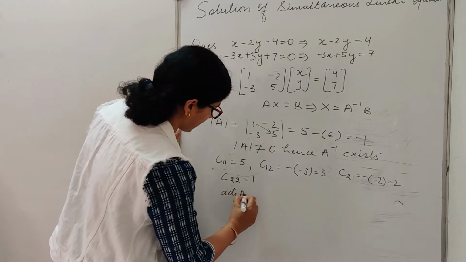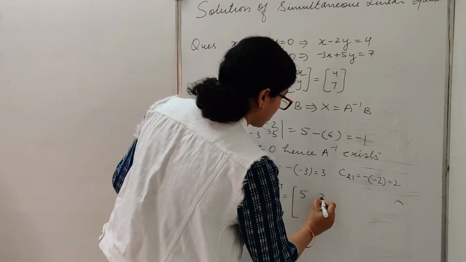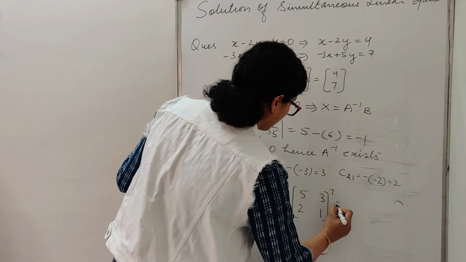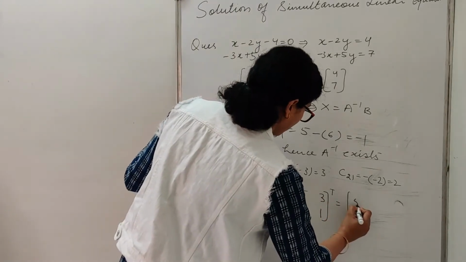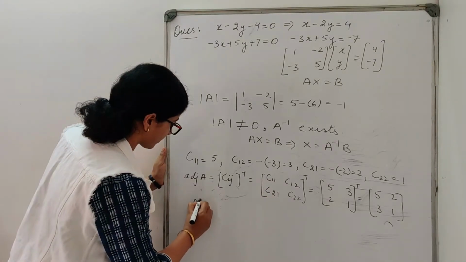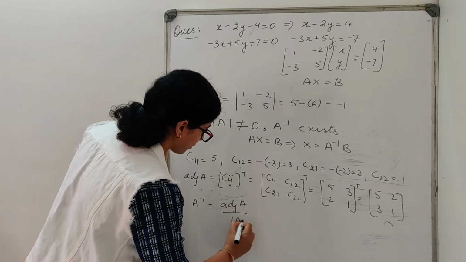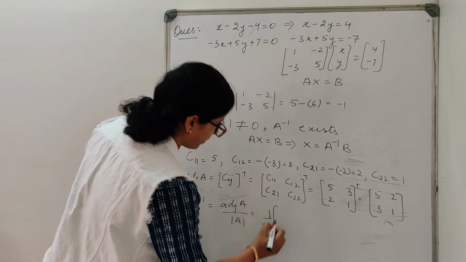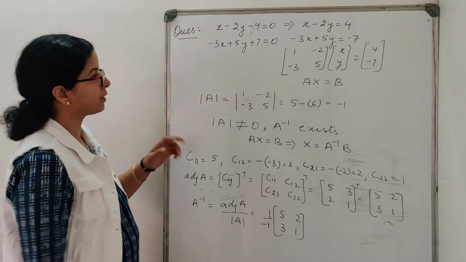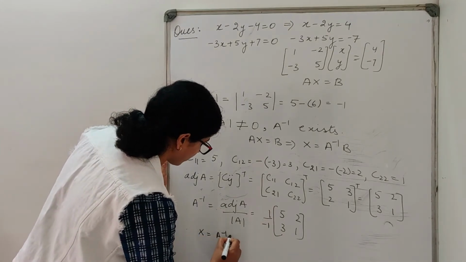Okay, so now I will find my adjoint of A. So adjoint of A is nothing but the transpose of the cofactor matrix. 5, 3, 2, 1. We'll find the transpose of it. So what I am getting? 5, 3, 2. What is my A inverse? A inverse is adjoint of A upon determinant of A. 1 upon -1 times [5, 2; 3, 1]. Is that clear? Now I have to find X is equal to A inverse B.